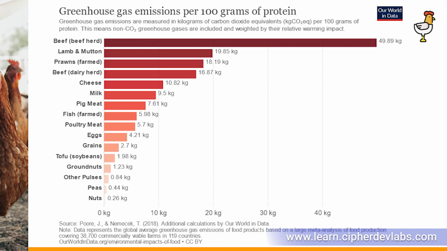Moving on, let's talk about the greenhouse gas emissions per 100 grams of protein. On top, we have beef with 49.89 kilograms of greenhouse gas emissions per 100 grams of protein. Next, we have mutton and lamb with 19.85 kilograms. And then there's farmed prawns with 18.19 kilograms of greenhouse gas emissions per 100 grams of protein.